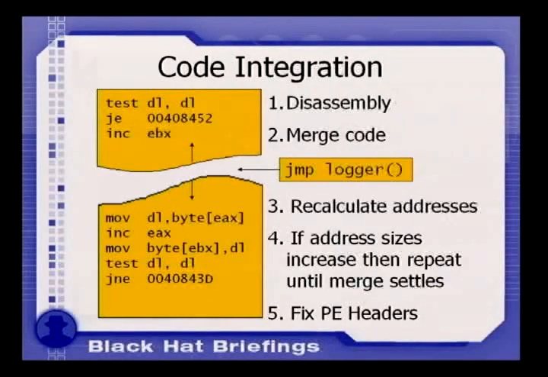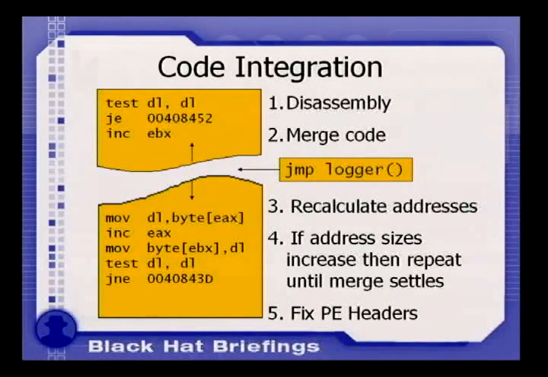So at a high level, what this looks like is you obviously have to disassemble the PE file, then you merge your code wherever you want with the existing code, and here we're doing the jump logger, and then recalculate all the addresses. Obviously, if you're going to move code around, all of the relative virtual addresses and virtual addresses point to a certain location, and that's how the program executes, so you have to fix all those.